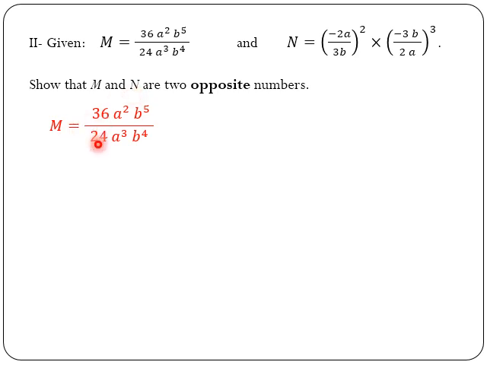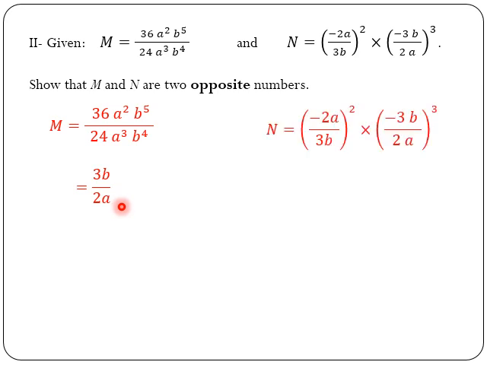M, 36 over 24, I can simplify by 6 or by 12 or by 4, it's up to you. But I have to keep simplifying until I get an irreducible fraction. 36 divided by 24 will be 3 over 2. If I use my calculator, the final answer will be shown directly. Now I have A2, A3, simplify by A2, then A will be present in the denominator, and B5, B4 simplify by the lowest power, B4. So in the numerator, I still have B. The answer is 3B over 2A.